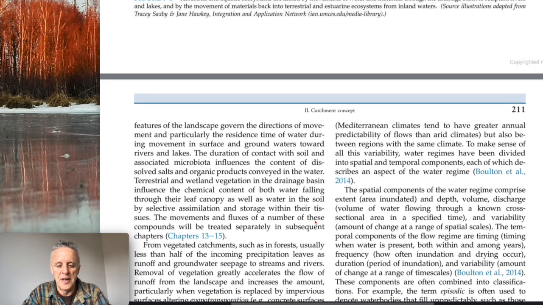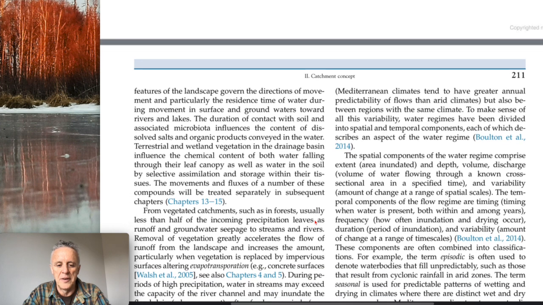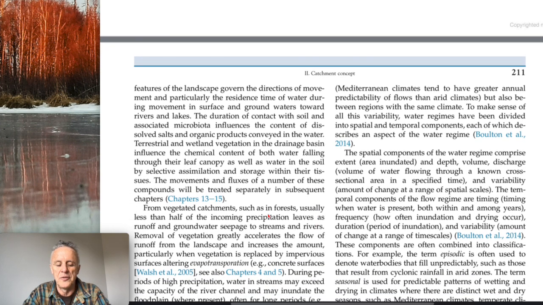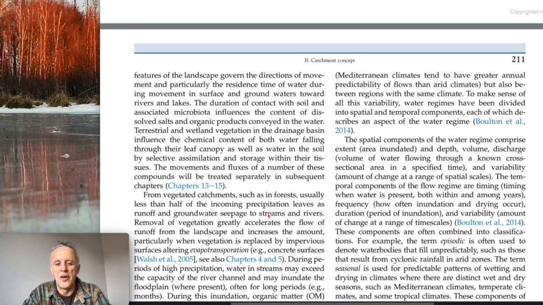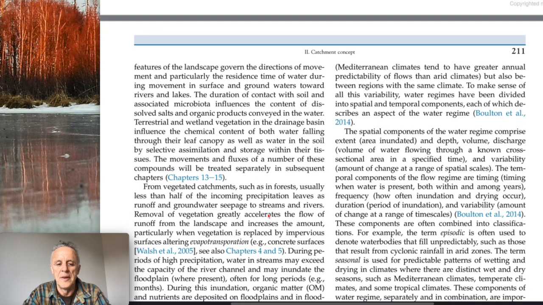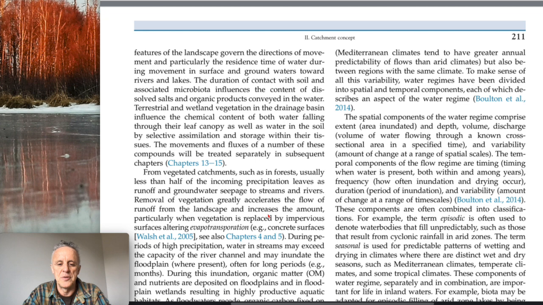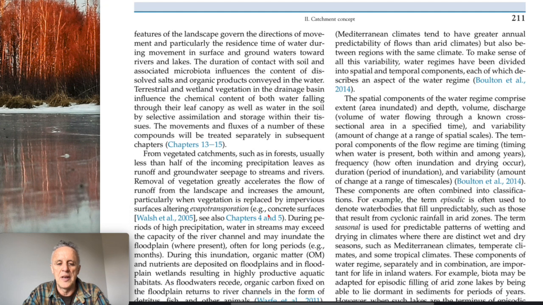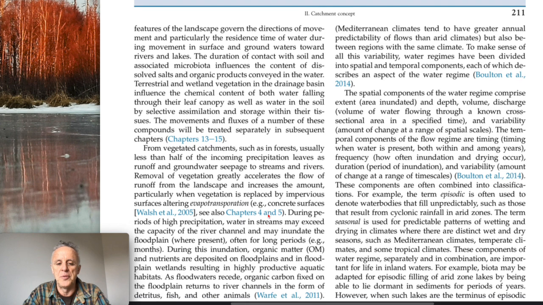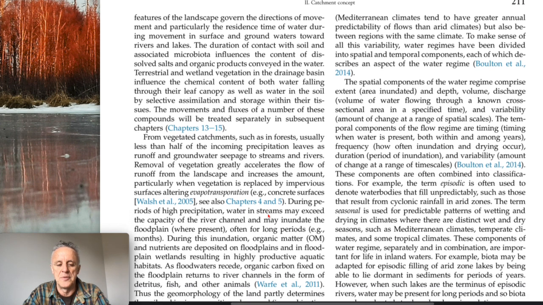The duration of contact with soil and associated microbiota influences the content of dissolved salts and organic products conveyed in the water. Terrestrial and wetland vegetation in the drainage basin influence the chemical content of both water falling through their leaf canopy and water in the soil by selective assimilation and storage within their tissues. The movements and fluxes of a number of these compounds will be treated separately in subsequent chapters.